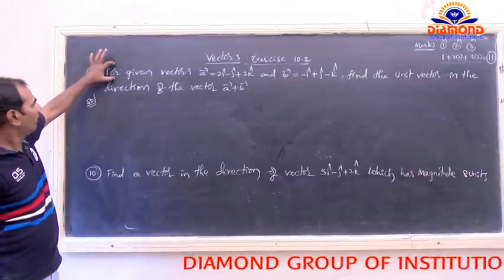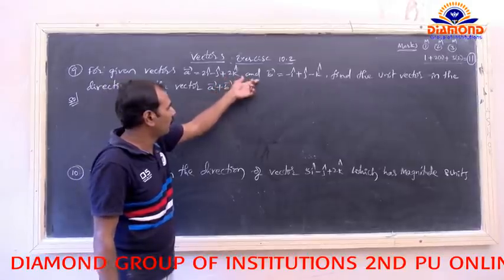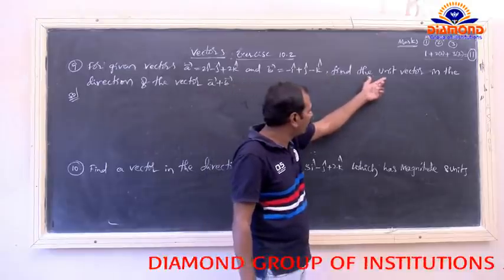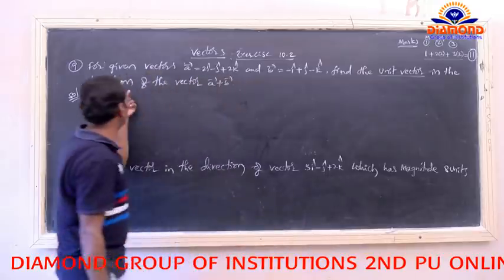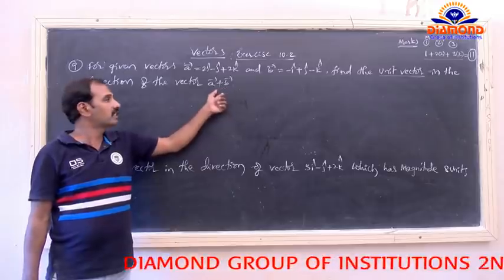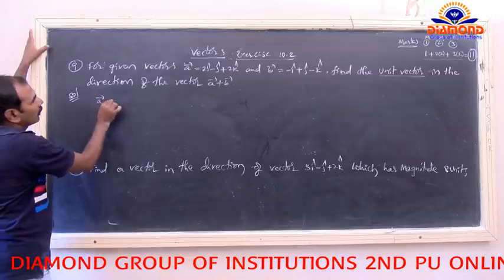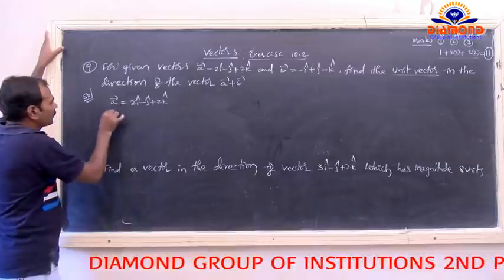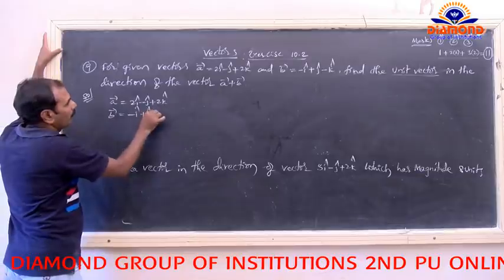Ninth question. For given vectors A bar equal to 2i cap minus j cap plus 2k cap and B vector equal to minus i cap plus j cap minus k cap, find the unit vector in the direction of the vector A plus B. Means sum of the vectors, the resultant vector. It means first you calculate A plus B.